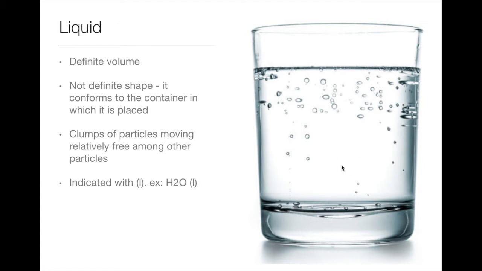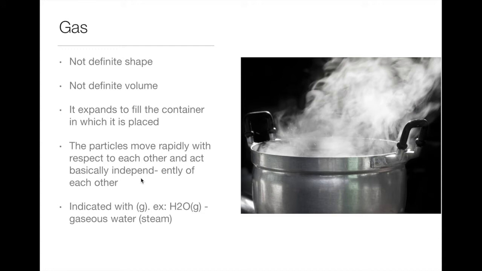What we have here, we have clumps of particles moving relatively free among other particles, and it is indicated by the sign L in parentheses. And last, we've got gas, which has no definite shape and no definite volume. You can see that here. It expands to fill the container in which it is placed. It can be pushed until a certain point, of course. And the particles move rapidly with respect to each other and act basically independently of each other. Okay. It is indicated by the sign G.